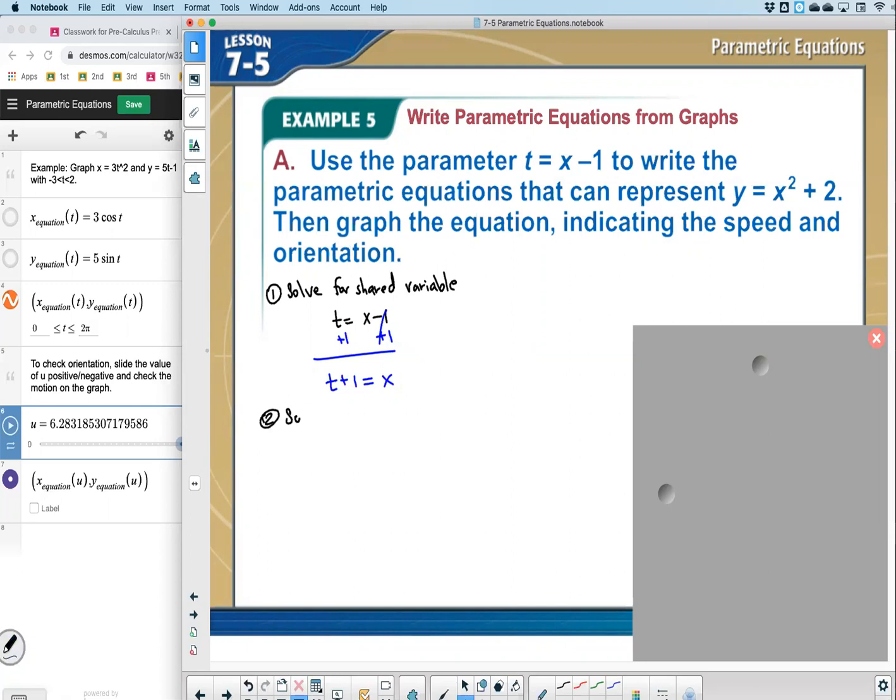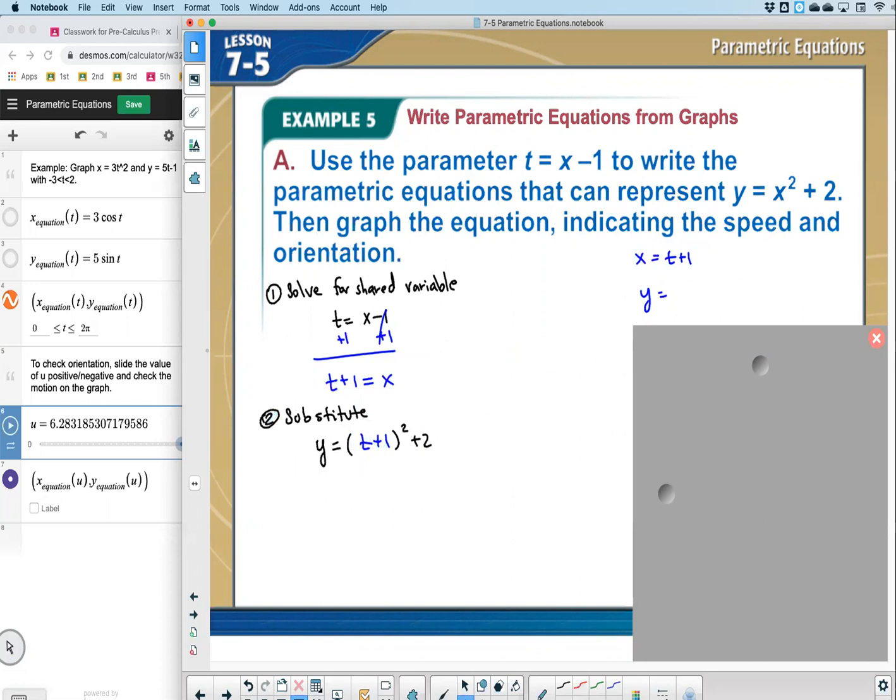I'm going to substitute this into the other equation. Substitute. So we take this y equals, and instead of an x, it'll be x squared plus 2. Instead of the x, I'm going to replace that with the parentheses and inside t plus 1. Now, truthfully, at this time, for calculator's purposes, you have your 2 parametric equations. You could graph this as x equals t plus 1, and y equals all of this right here. You could do that.